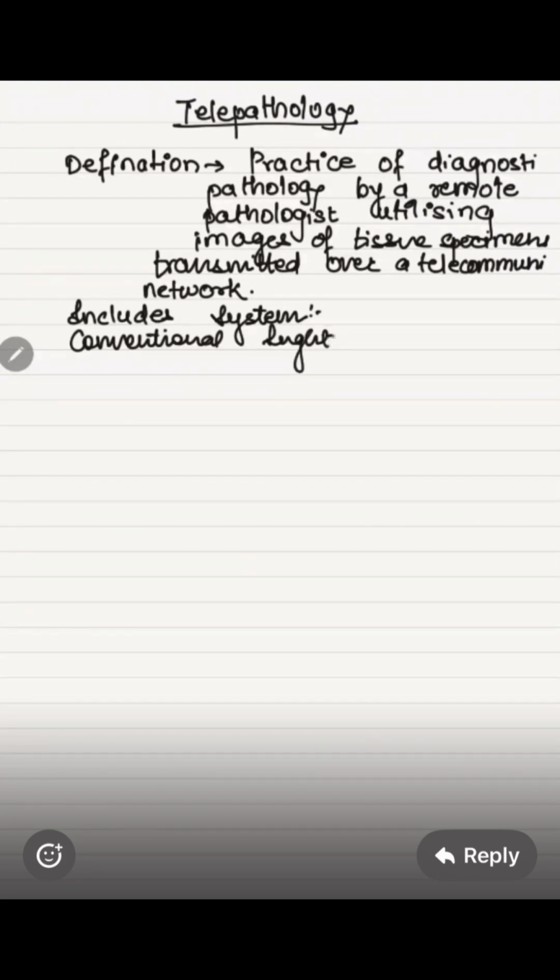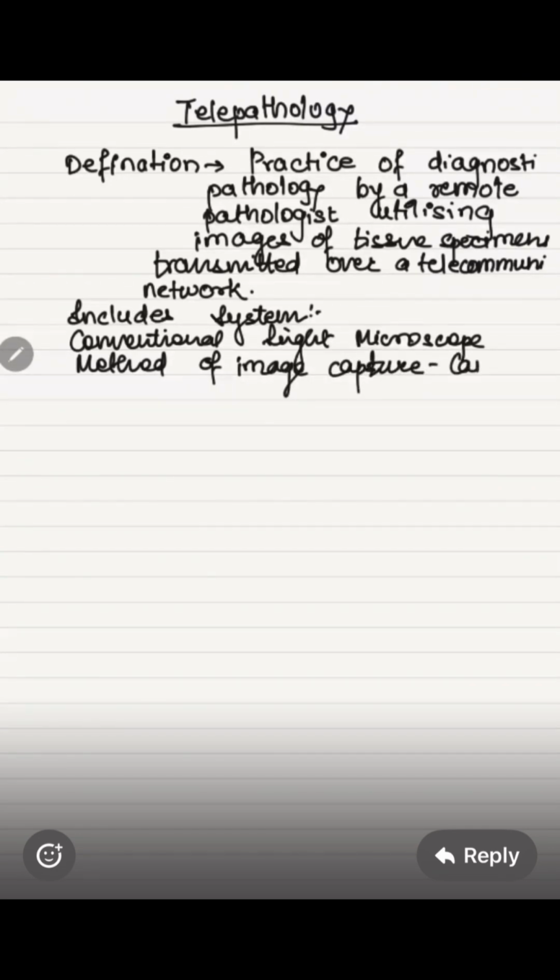Mainly in a telepathology system, four components are there. So first is a conventional light microscope. Okay, the microscope which we are using daily, but there should be a provision for the camera also. Second, there should be a method of image capture, commonly a camera which can be mounted on a light microscope.